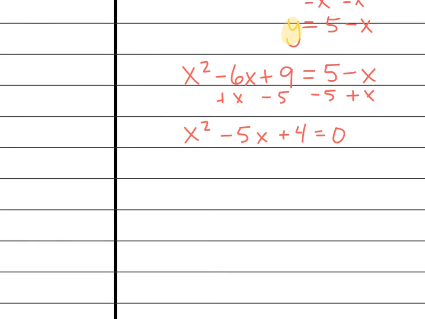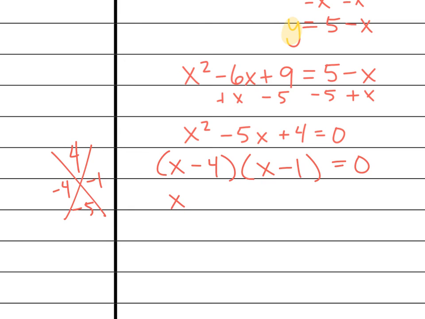Okay, I'm going to solve. My two numbers have to multiply to 4 and add to -5. That'd be -4 and -1. If you solve both of those, you get 4 and 1.